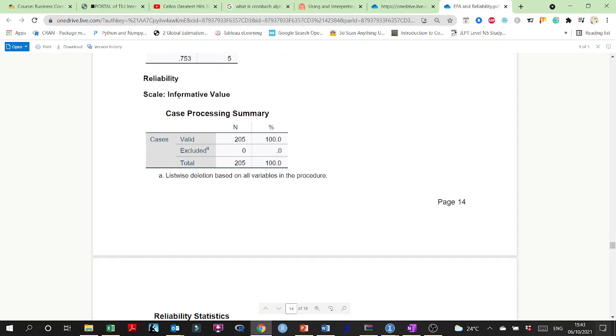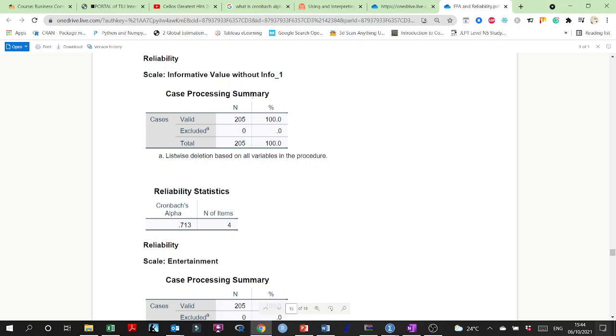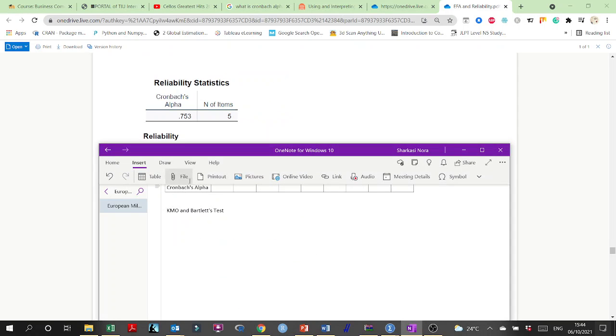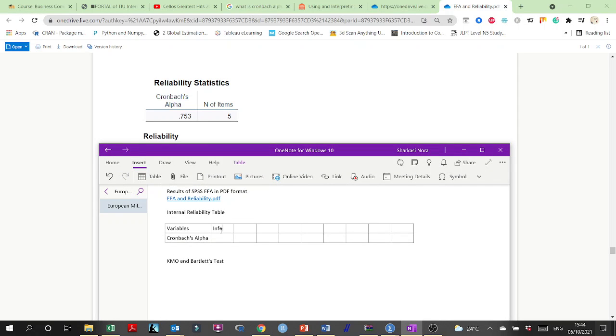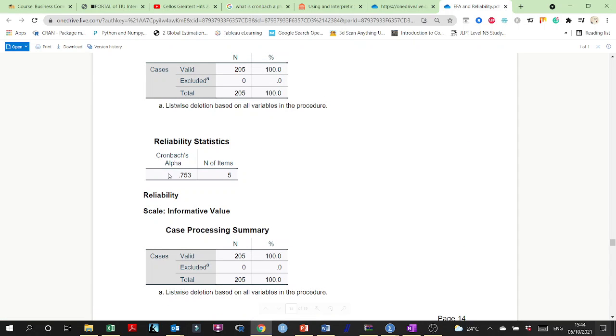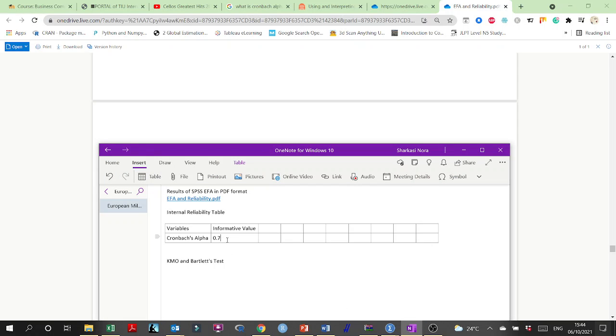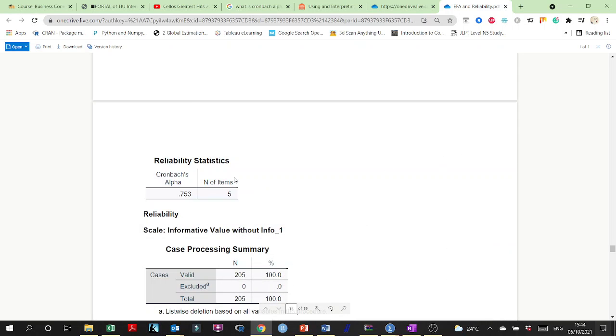So over here, informative value is, as you can see, 0.7. So you can just put over here. I think you know what I mean. So informative value and 0.7 something. What was it? Informative value. 753. So you just put that in there. 0.753. So please complete this so that we can put it in your paper.